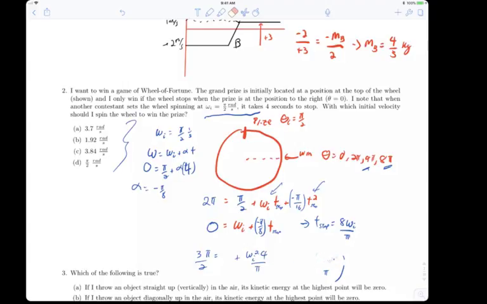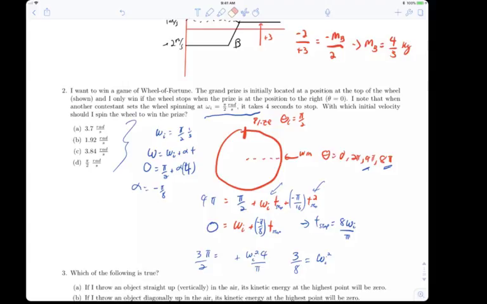Erase, erase, erase. And so 3 over 8. I squared. Square root 3 divided by 8. 0.61. Nope. Okay, well, what if it went all the way around once? Jeez. So what if this was 4 pi? How would that change things?